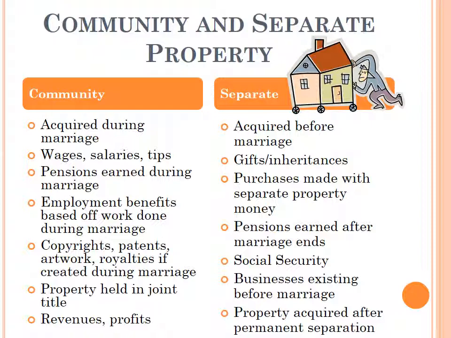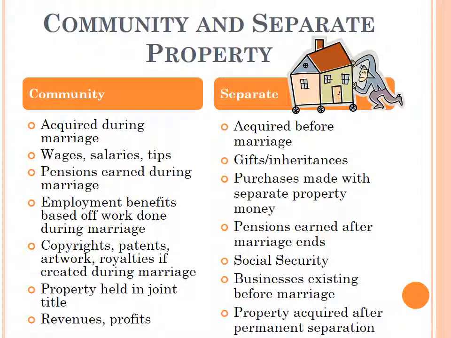So, when we're thinking of what could be community property and separate property, think about what the source is of that particular property. For example, if it's something which was acquired before the marriage, or something which was acquired after the marriage broke up, then it's likely to be separate property. However, if it's something which was acquired during the marriage or earned during the marriage, revenues, profits, wages, salaries, tips, etc., then it's likely to be community property.